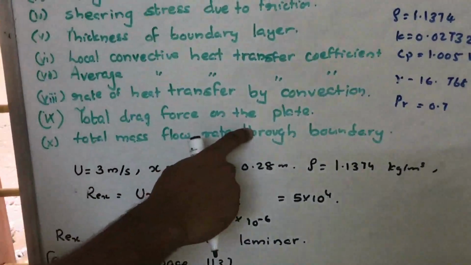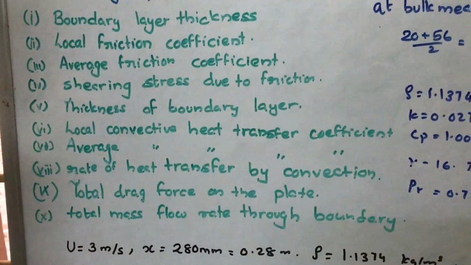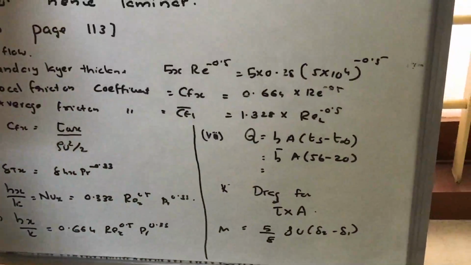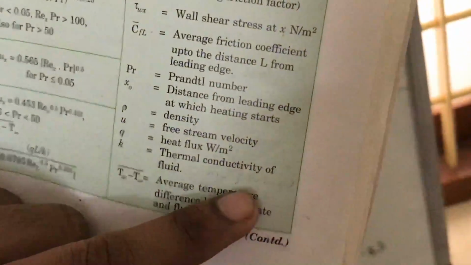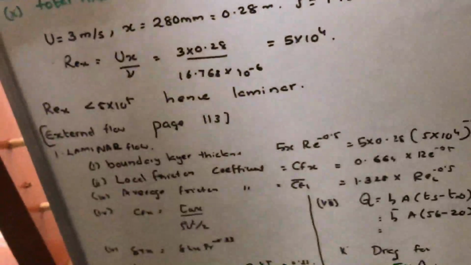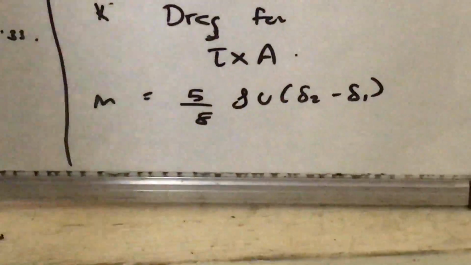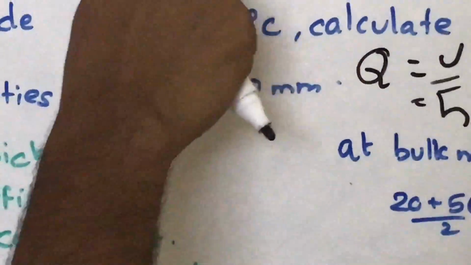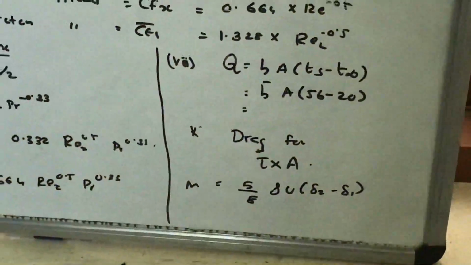Then total drag force. We have already found the shear stress. Stress times the area is the force. So TW into area, 0.28 into 0.28, you will get the total drag force. Then the total mass flow rate is given by a formula. It is actually this one, 5 by 8 into rho u into delta 2 minus delta 1. Here delta 2 means the boundary layer thickness at the end, that we have already found. That is the first thing that you want, boundary layer thickness. Delta 1 is 0. So we will get it.